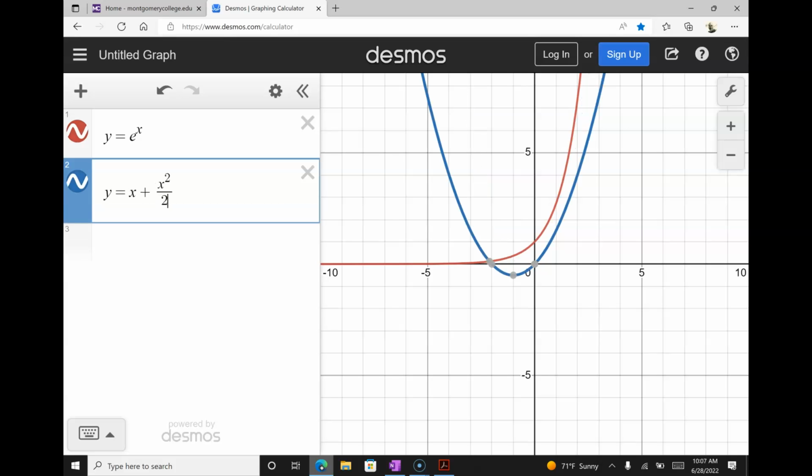Thank you. Look how nicely it just settles in. Plus x squared over 6, x cubed over 6.